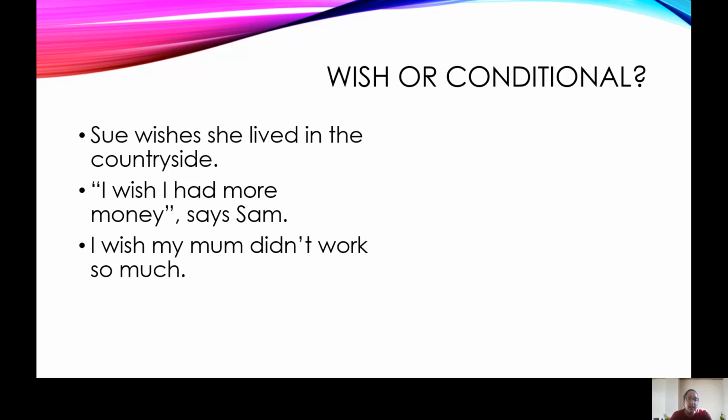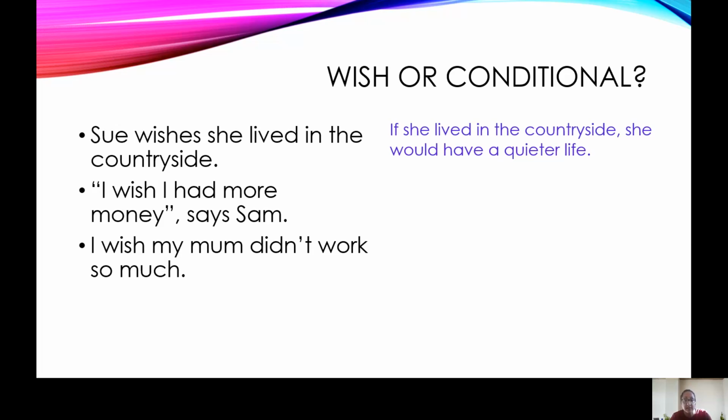If we look at these 3 sentences that we just looked at, Sue wishes she lived in the countryside, Sam wishes he had more money, I wish my mum didn't work so much. How are they connected to the conditional? Well, add a result, we can turn it into a conditional. Sue wishes she lived in the countryside. If she lived in the countryside, she would have a quieter life.